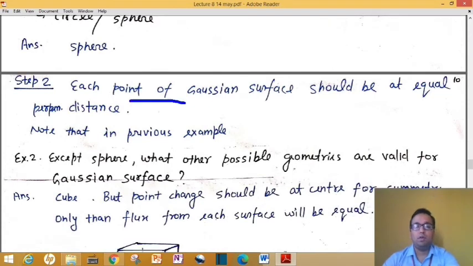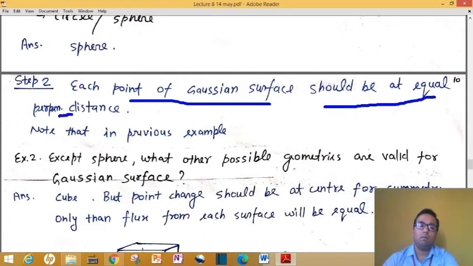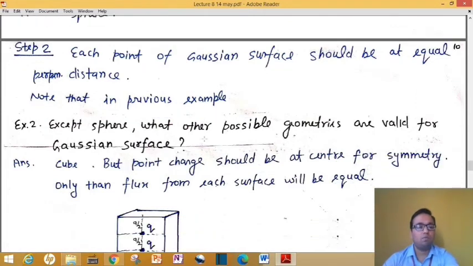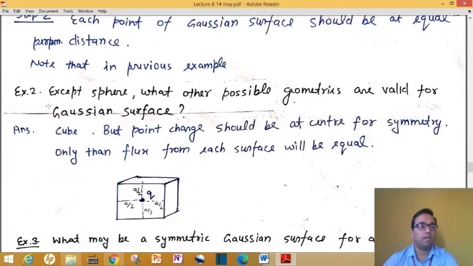Each point of the Gaussian surface should be at an equal perpendicular distance. That was 1 meter in the previous one. This should be the condition followed in every situation to make a symmetric Gaussian surface. Note that in the previous example each distance was 1 meter. So let's move to a second example.